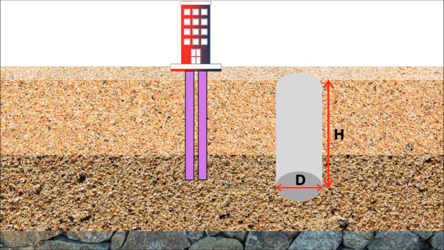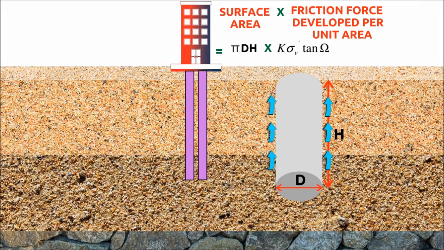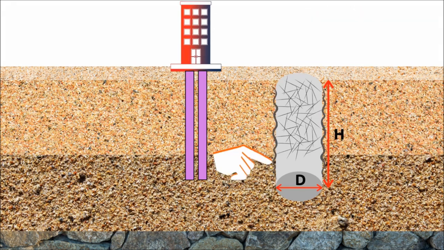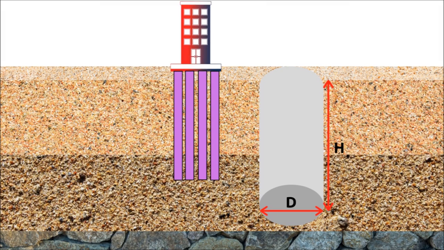The capacity of a friction pile can be calculated by multiplying the surface area of the pile and the safe frictional force developed per unit area, considering a reasonable factor of safety. The total capacity of a friction pile can be increased by increasing the roughness of the pile surface, pile diameter, depth and number of piles.